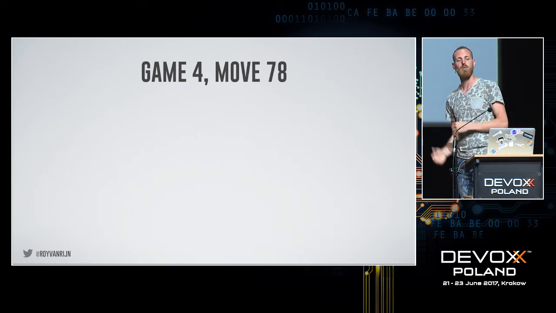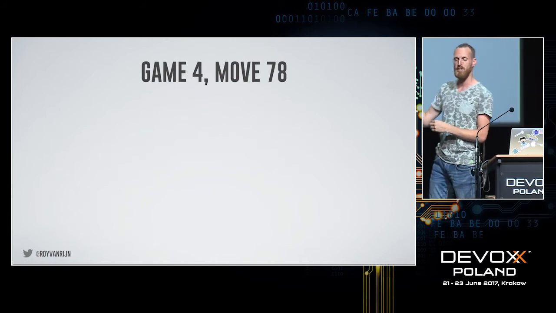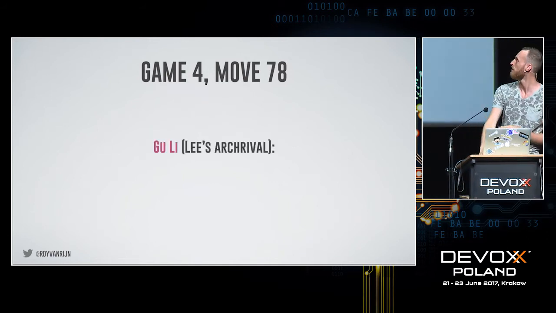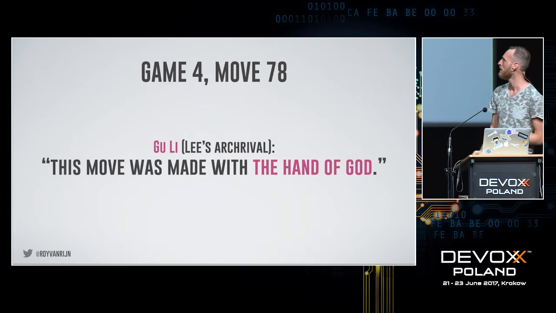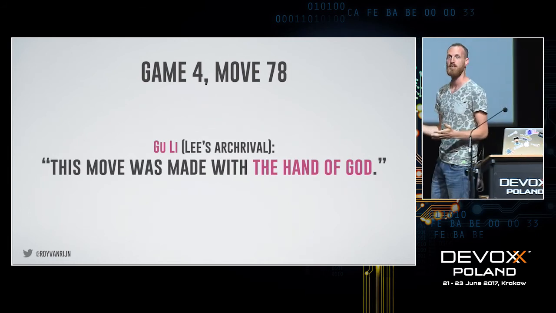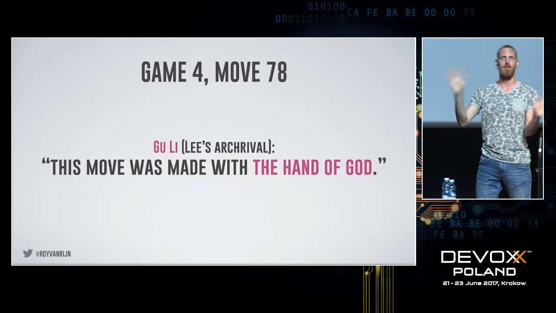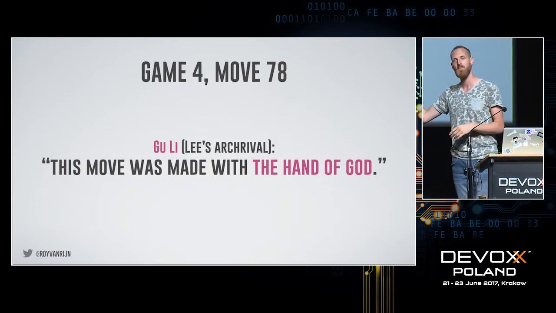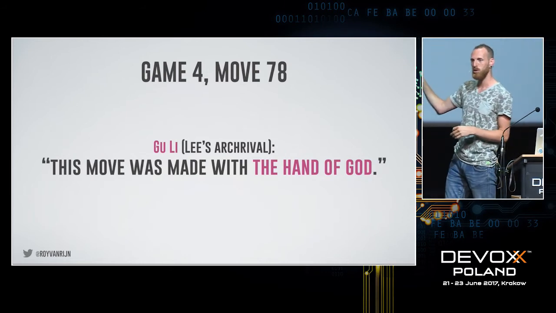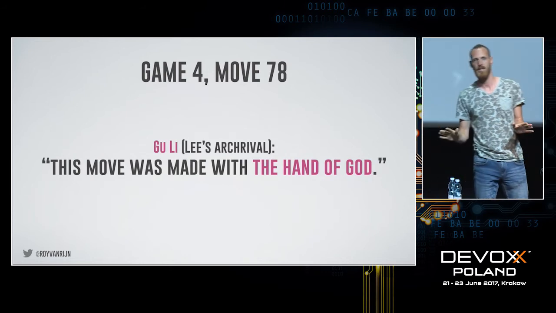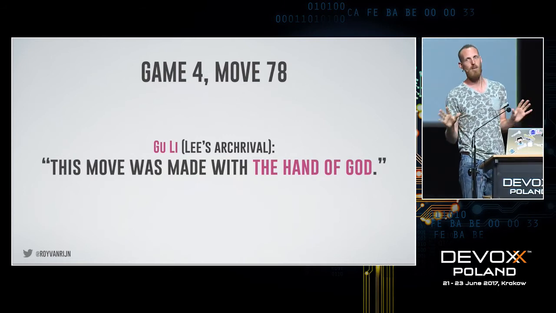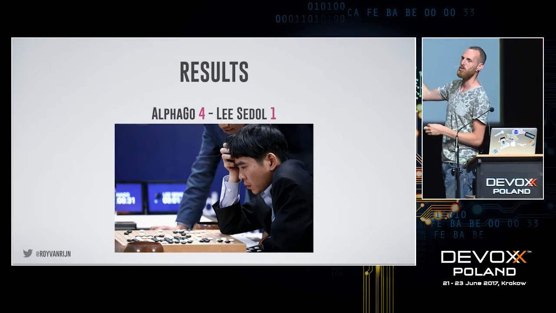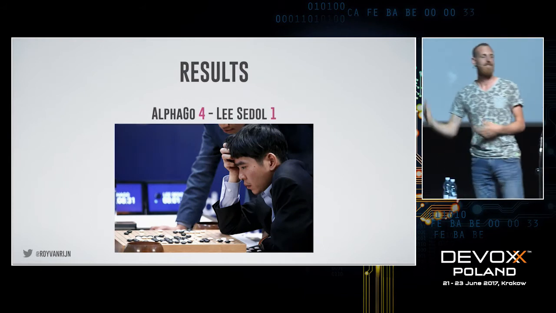There was another spectacular move in game 4, which was move 78. I don't have a video, but Gu Li, who is Lee Sedol's arch rival, said, "This move was made with the hand of God." Beautiful, right? But this isn't a move made by AlphaGo. This was a move by Lee Sedol. He made another surprising move, which AlphaGo completely missed. And AlphaGo made a couple of mistakes, and Lee Sedol actually won. But yeah, in the end, 4-1, he kind of got whipped.